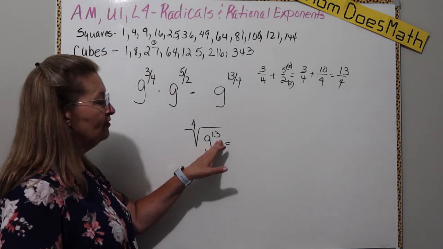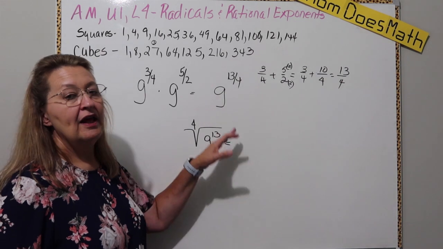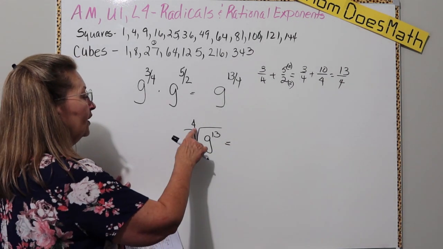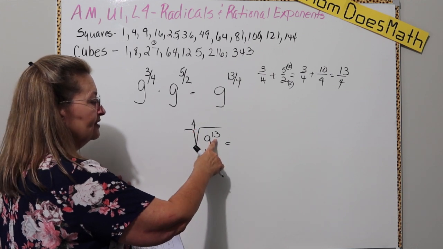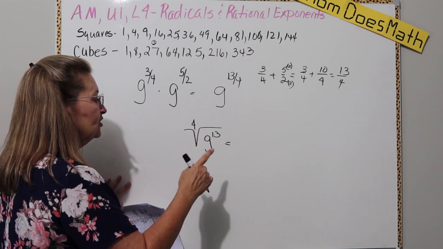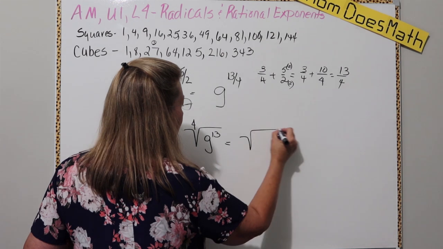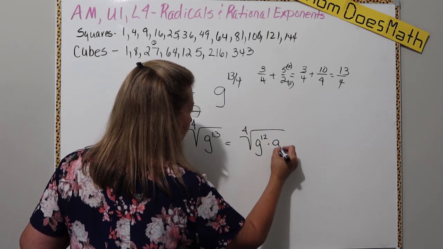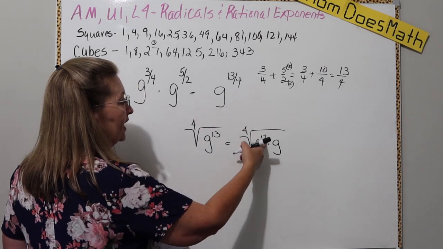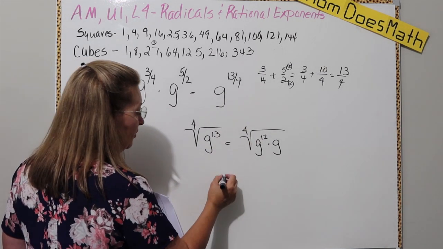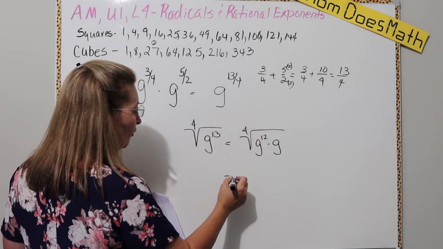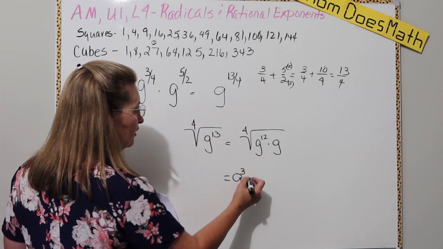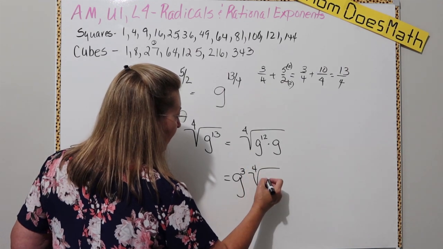Recall, anytime you have an exponent under a radical sign that is greater than your index, you can simplify that. So, what is a multiple of 4 that is less than 13, as close to 13 as possible without going over? 12. So I would rewrite this as g to the 12 times g. Right, now you divide exponent by index. 12 divided by 4 is 3. So I pull out the 4th root of that is g to the 3rd, but I still have the 4th root of g left.